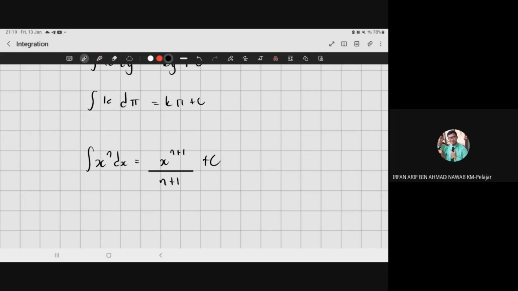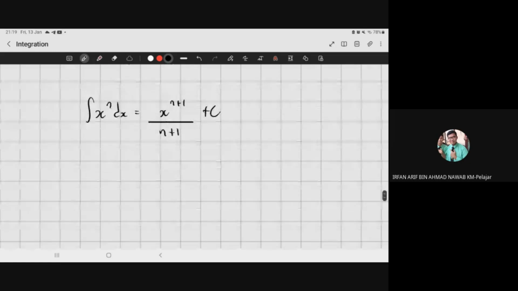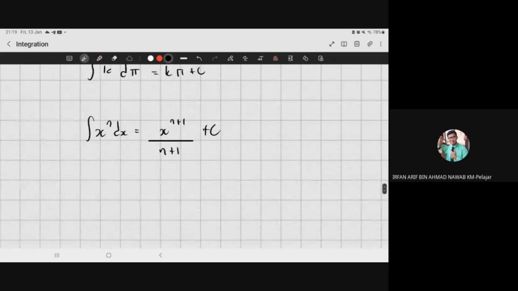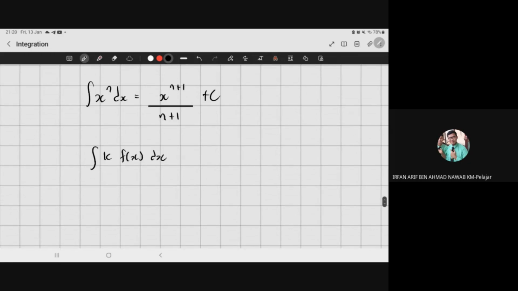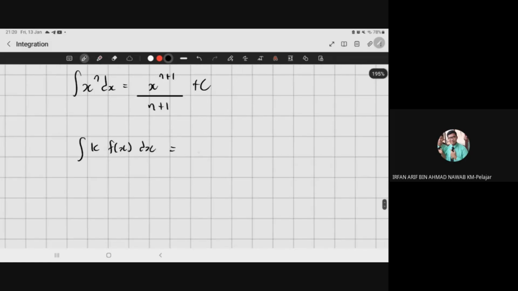All right, and then, what happens if you have a function that has a multiple which is a constant now? For example, integrate k f of x dx. Based on this, any constant you have, you could bring out from the integrand. Basically, you have k times the integral of f of x dx. Then you could solve from there, right?